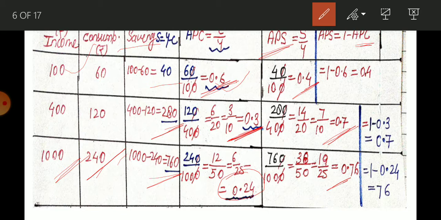Okay. So how much is APC? When income is 100, the value of APC is 0.6. So when we subtract from 1, we get 0.4. Okay. Now when income is 400, what is the value of APC? 0.3. So when we subtract 0.3 from 1, we get 0.7. Okay. Next, when income is 1000, what is our average propensity to consume? 0.24. So when we subtract 0.24 from 1, we get 0.76. So in this way you can calculate.